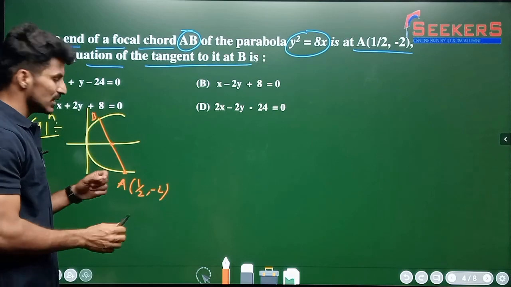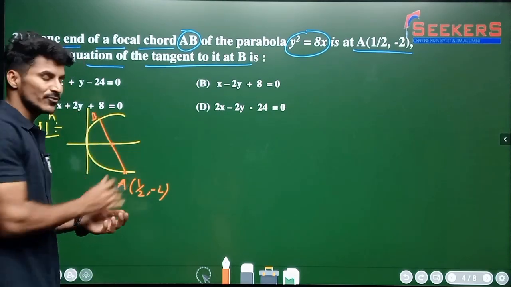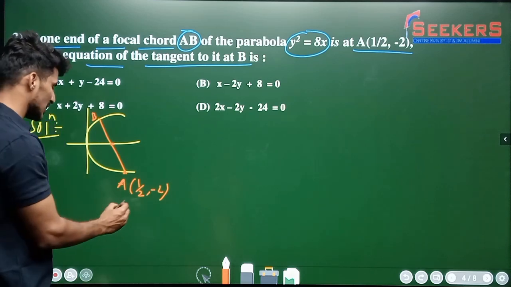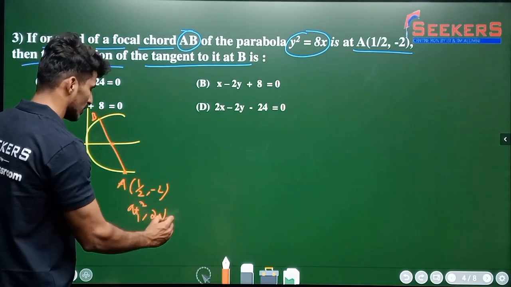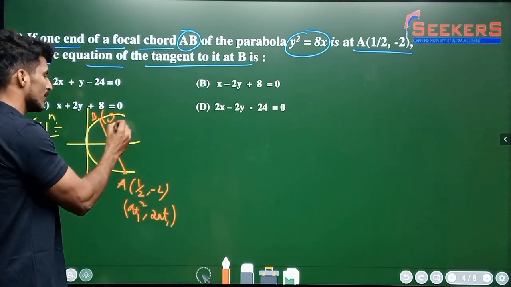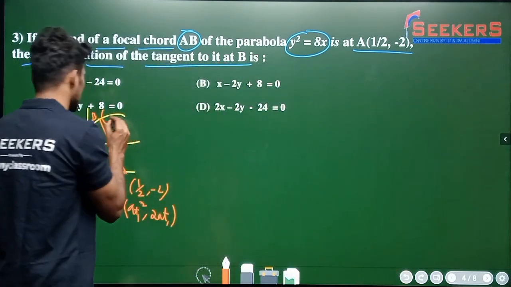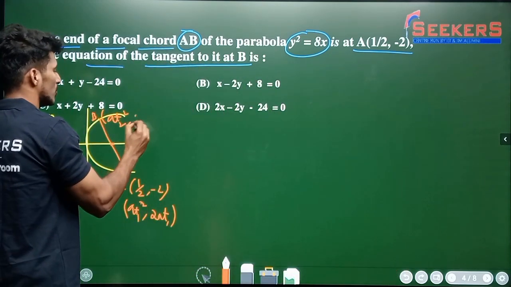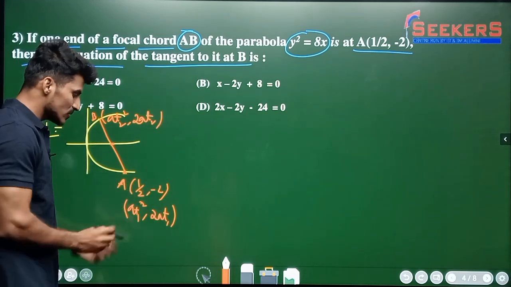Look at this here. Whenever we assume the endpoints of a focal chord, what do we do? We basically take at1 square comma 2at1. I'll take at1 square comma 2at1, and since I do not know B, I'll take at2 square comma 2at2.